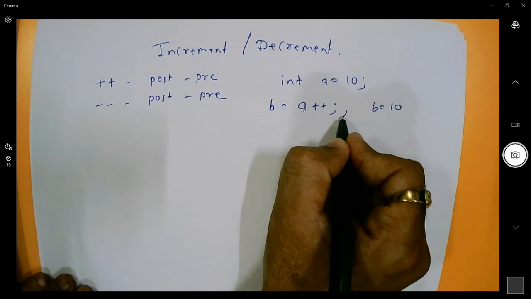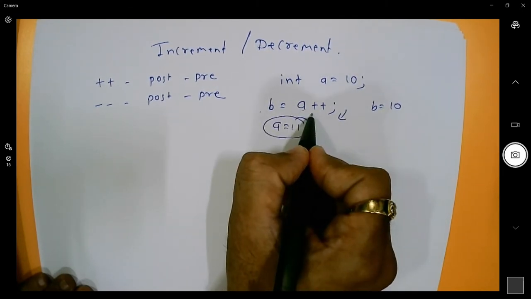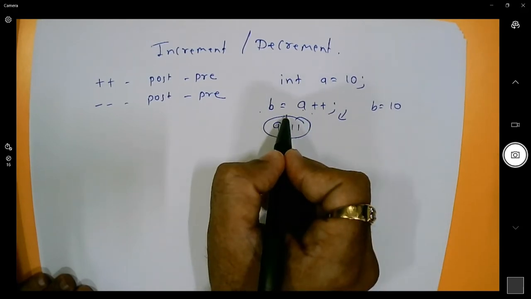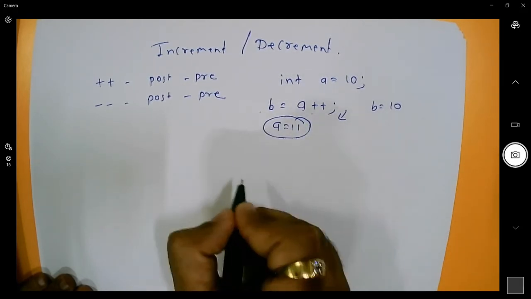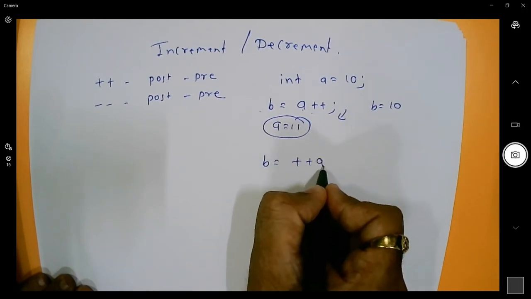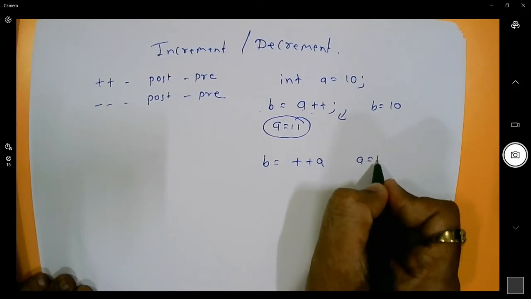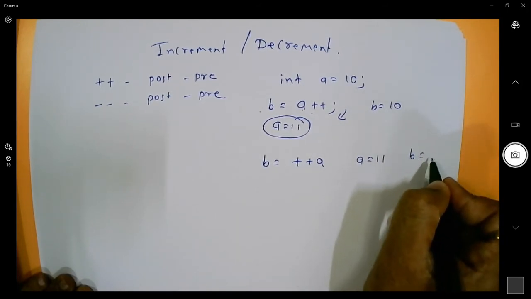But after this line, your a will be 11. Why? Because it is a post increment. But instead of this b is equal to a plus plus, if I am writing here b equal to plus plus a, then at that time your a will be 11 as well as b will be 11.